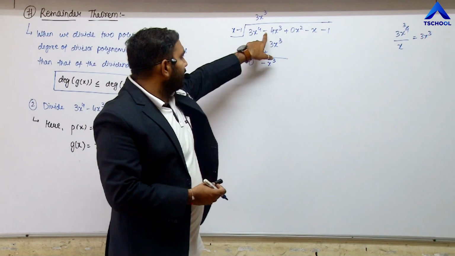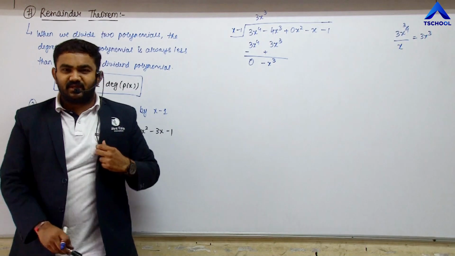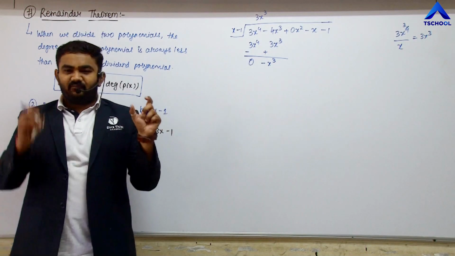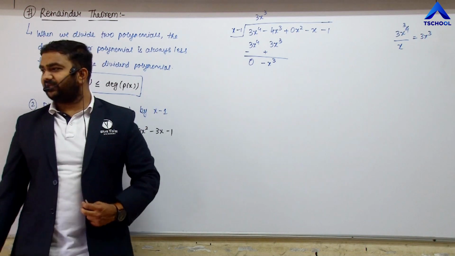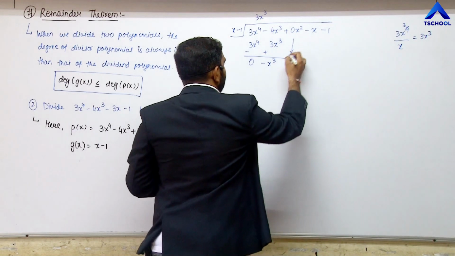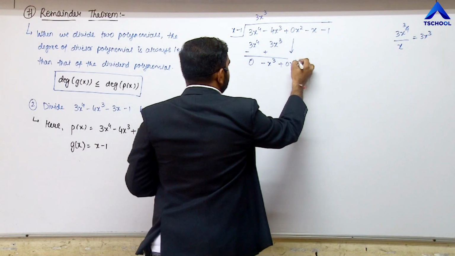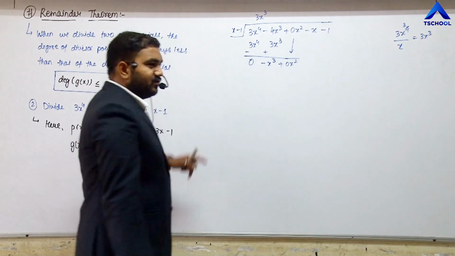So first of all, check minus 4 plus 3. What is minus 4 plus 3? Minus 1. And what is the variable associated there? x cube. So that is minus 1 x cube, or simply minus x cube, plus 0x square.